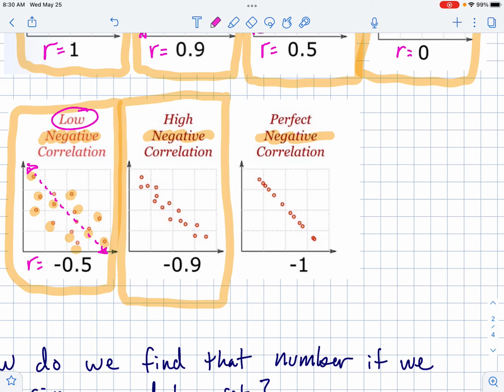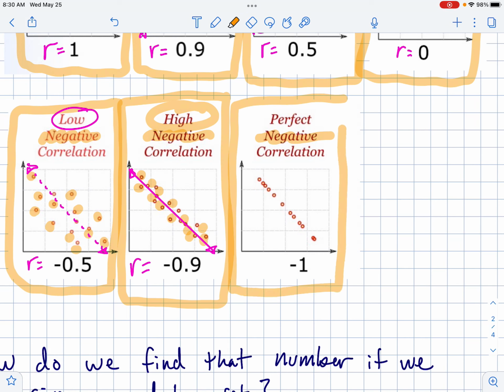If you cluster those a little bit more, like on this next picture here, this is an example of R being equal to negative 0.9. It's downhill, so if I fit a line of best fit, it's going downhill, so it's negative, and these are fairly clustered around the line of best fit. So that means it's high negative correlation.